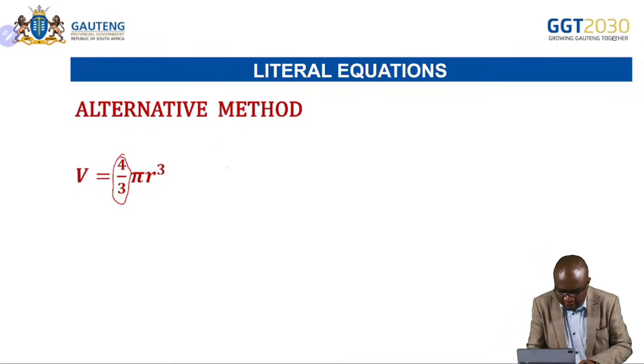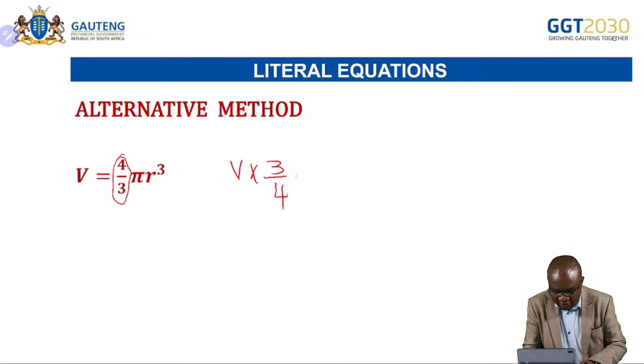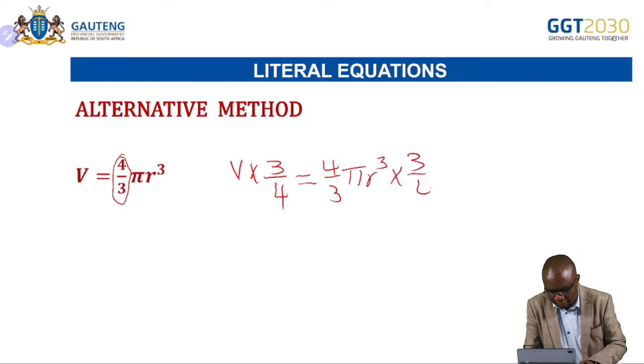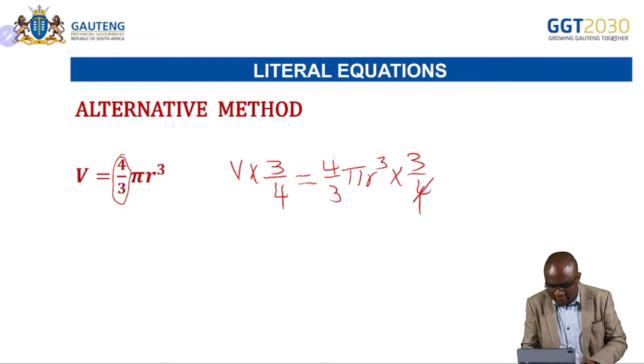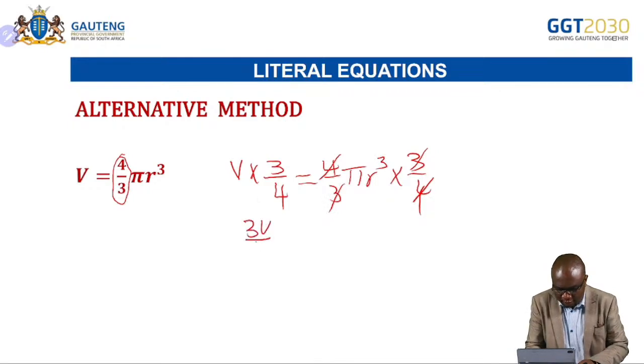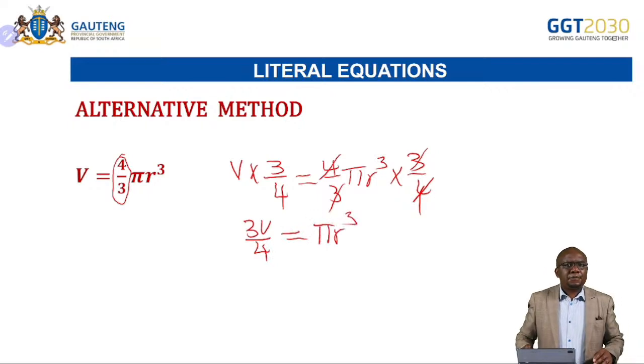So it's going to be v times 3 over 4, that's the reciprocal of 4 over 3, is equal to 4 over 3 pi r cubed times 3 over 4. You see that? And then if you multiply the reciprocal, then 4 divided by 4 is 1, 3 divided by 3 is 1. Do you see that? And then we remain with 3v over 4 is equal to pi r cubed.